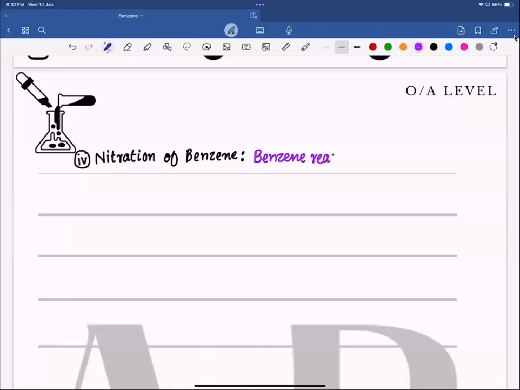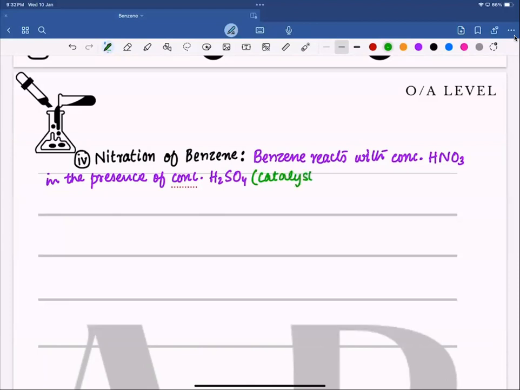Benzene reacts with concentrated nitric acid in the presence of concentrated sulfuric acid, which is a catalyst, at a 25 degrees Celsius to 65 degrees Celsius temperature range. And for that, we do reflux.